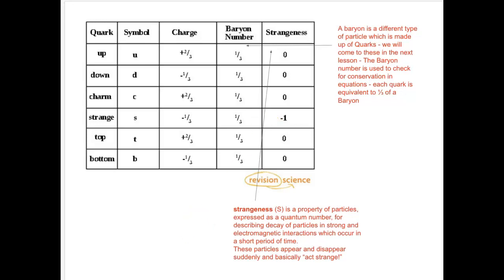When we look at the antimatter particles, they do the same, but the opposite. So the anti-up will have a charge of -2/3 and a baryon number of -1/3. The anti-down would have a charge of +1/3 and a baryon number of -1/3. So they're exactly the same, but the opposite.